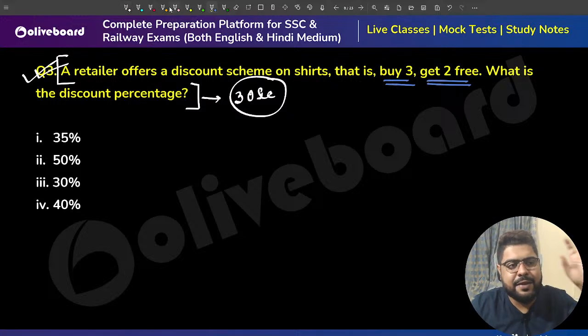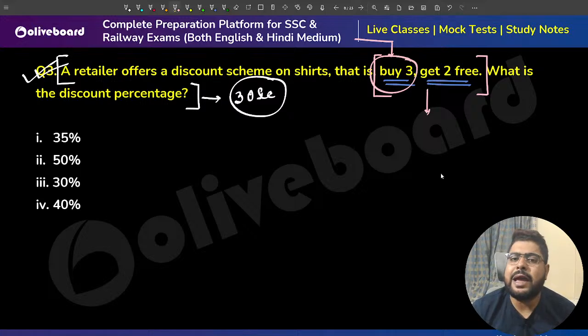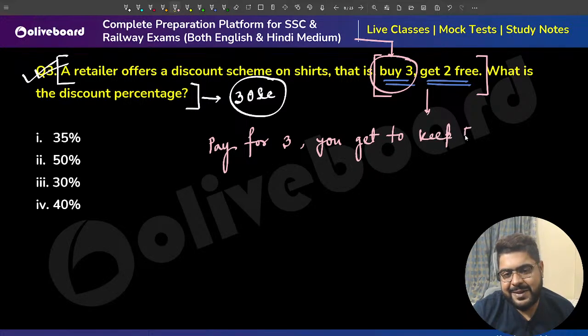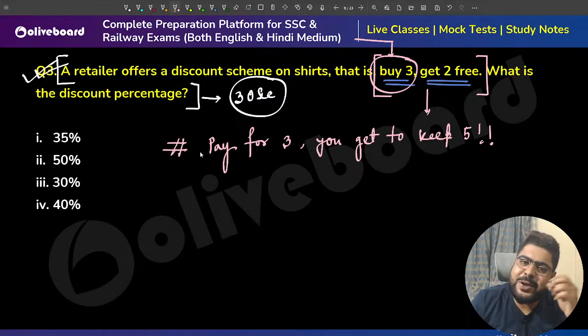Let me clarify all your doubts on this statement, because you get questions of this type very regularly. It's a very simple statement. It means if you buy 3, you get 2 free, meaning if you pay for 3, you get to keep 5, sir. Right? This is what the statement means.